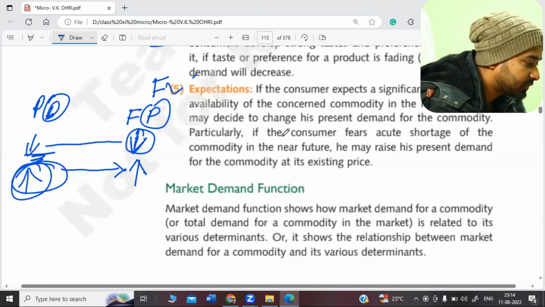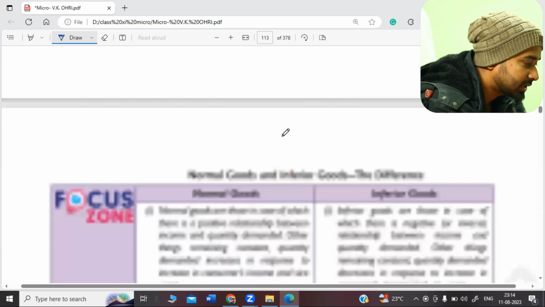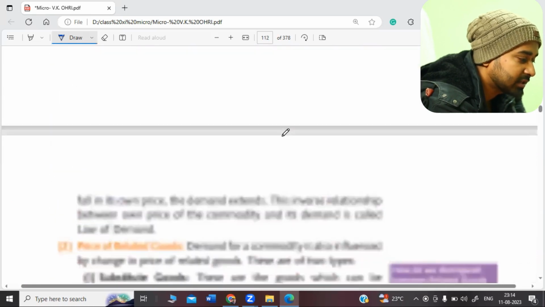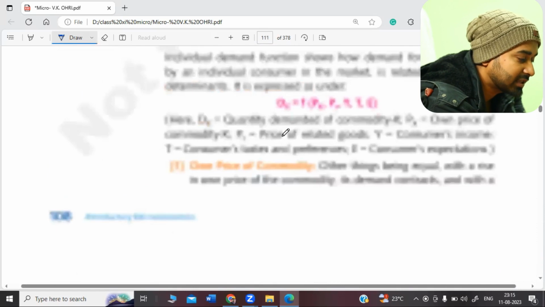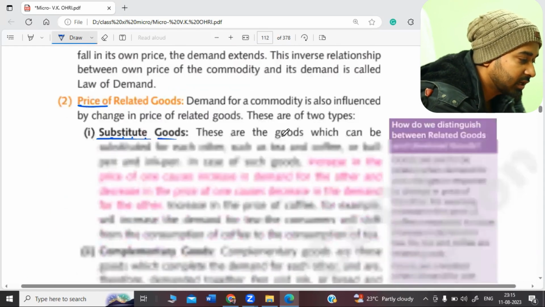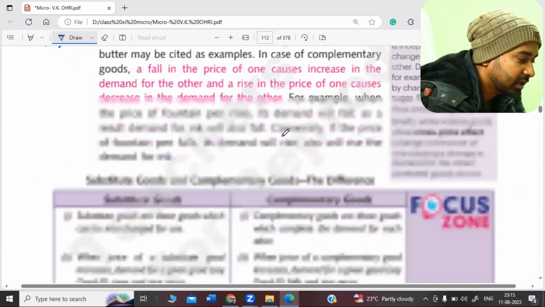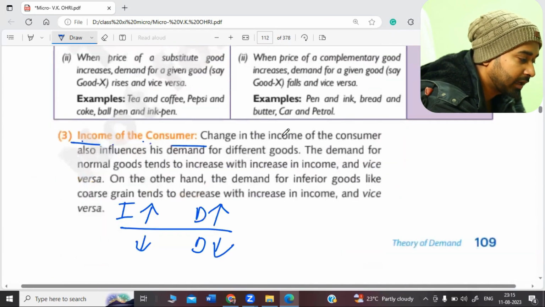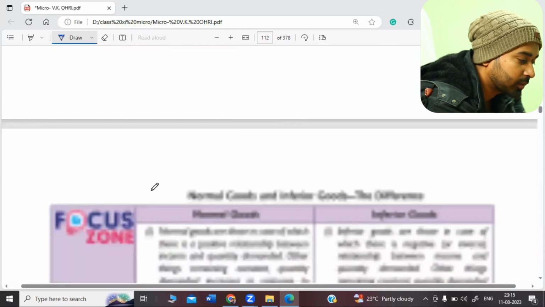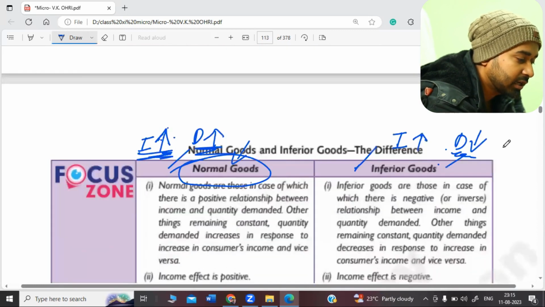Now in summary, if you see all five points: first, own price of the commodity has a negative relation. Second, price of related goods, two types: substitute goods have a positive relation, complementary goods have a negative relation. After that, consumer income, two types of goods: normal goods have a positive relation, inferior goods have a negative relation. Taste and preferences have a positive relation: when taste and preference increase, demand also increases. Future expectation also has a positive relation: if in the near future the price increases, present demand will increase.